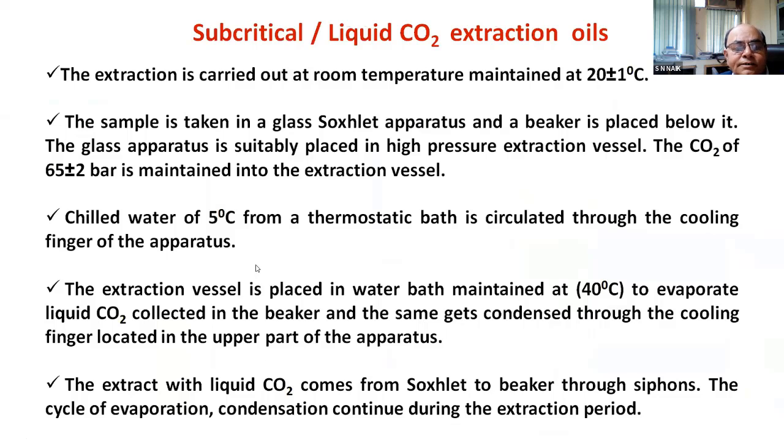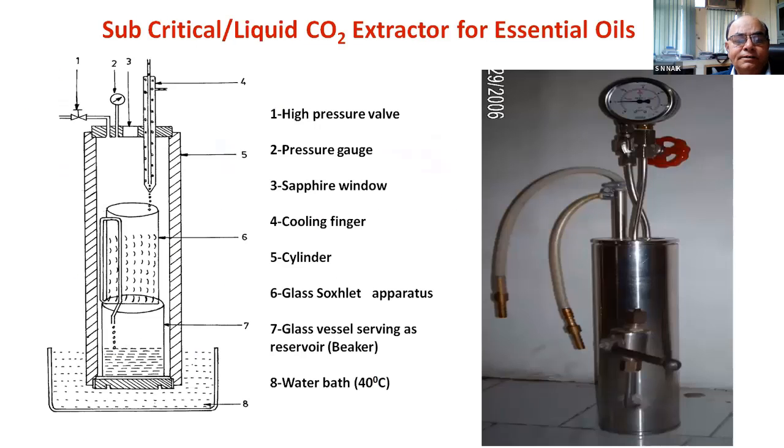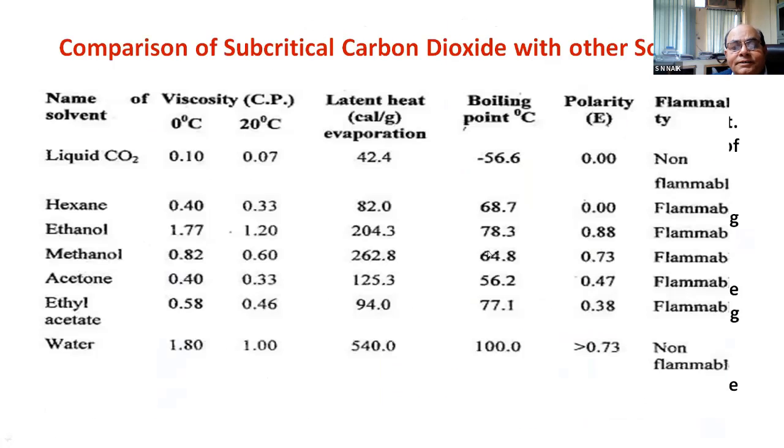Basically, in the condenser we are putting a 5 degree thermostatic water bath. Then for extraction, the bottom is at 40 degree. So it evaporates the carbon dioxide, and again it condenses. In this system you can see that the bottom portion is the evaporator, this is the extractor, this is the condenser. So three phenomena are working. Basically, we have done many extraction processes.